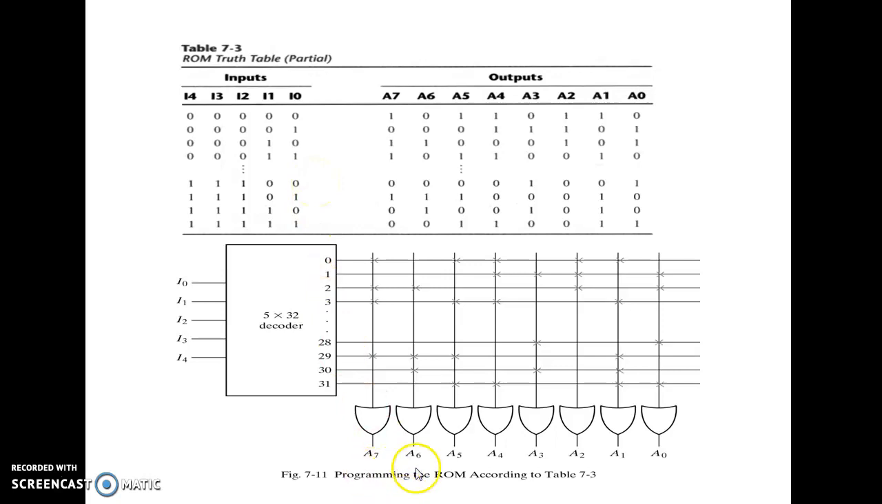This is how you will be getting the output A0 to A7 for each and every combination. So remember, only one of the outputs will be 1, remaining all zeros, based on the input combination. If that is connected using a cross mark, that means the corresponding outputs will be 1. So this is how the truth table of PROM would be verified.